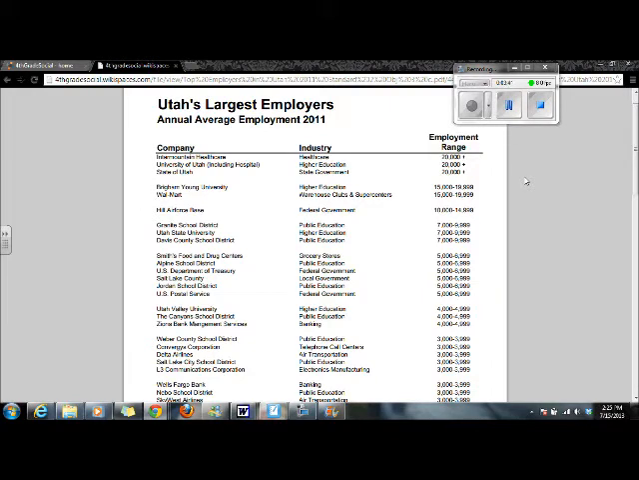Students can discuss which businesses they recognize and maybe even identify with how they have used them and how life would be like if they were not here in Utah.